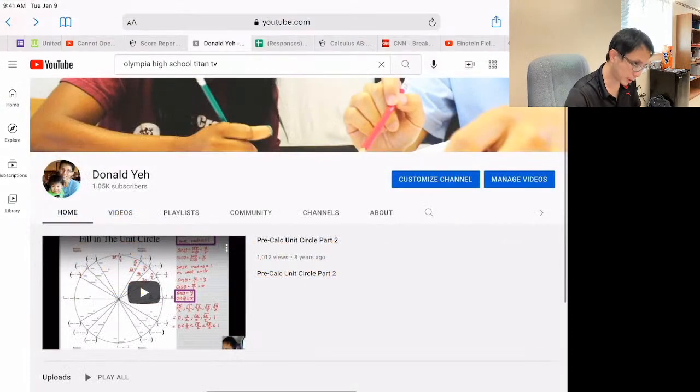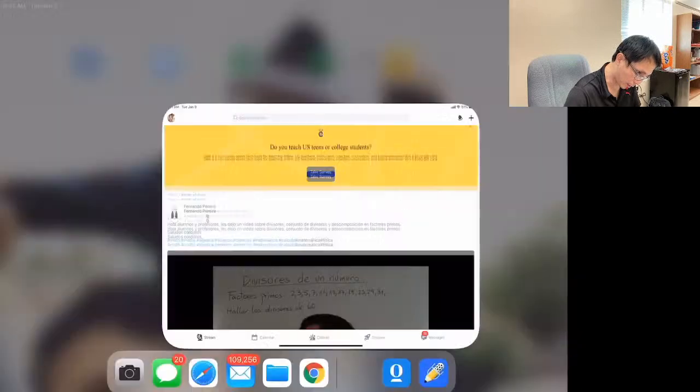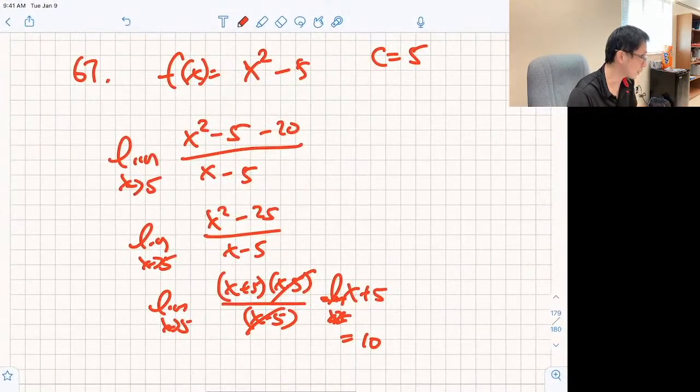So what we're going to do is talk about differentiability, when it's differentiable and when it's not differentiable.